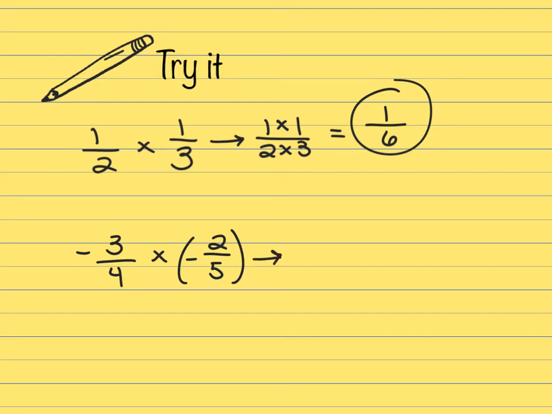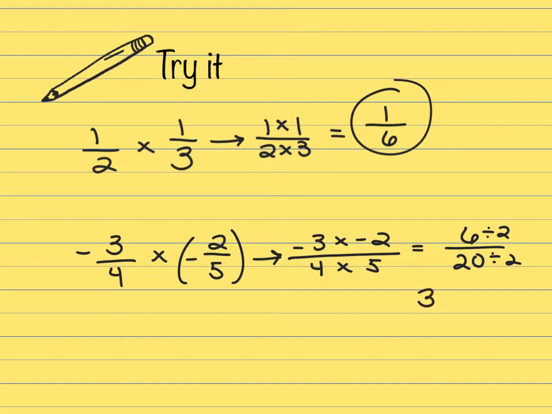We're going to multiply our numerators, and we are going to multiply our denominators. -3 times -2 is positive 6, and -4 times -5 is positive 20. To simplify, we're going to divide by the greatest common factor of 6 and 20. That is 2. 6 divided by 2 equals 3, and 20 divided by 2 equals 10. Our answer is 3/10.